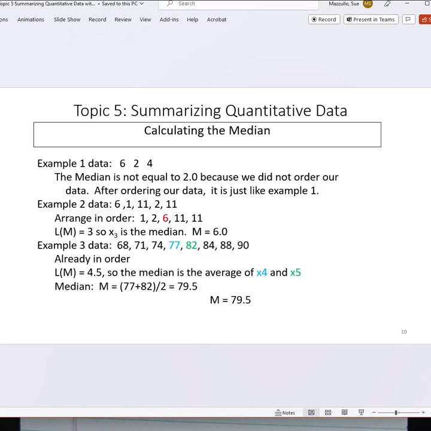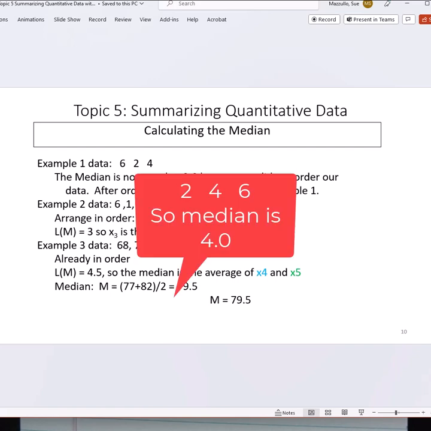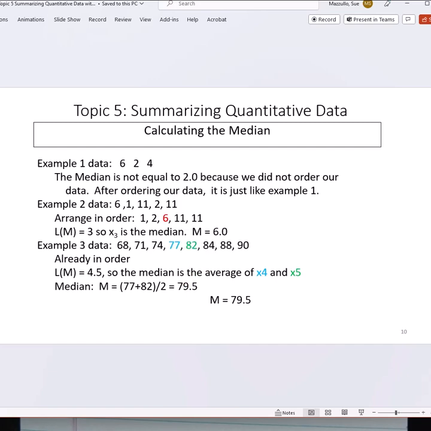So let's look at some examples. I have a data set: 6, 2, and 4. If you said the median was 2 because it looked like it was in the middle, you're wrong, because the data set was not put in order. You'd have to go from 2, 4, 6. So that 4 would be the median value for your data.